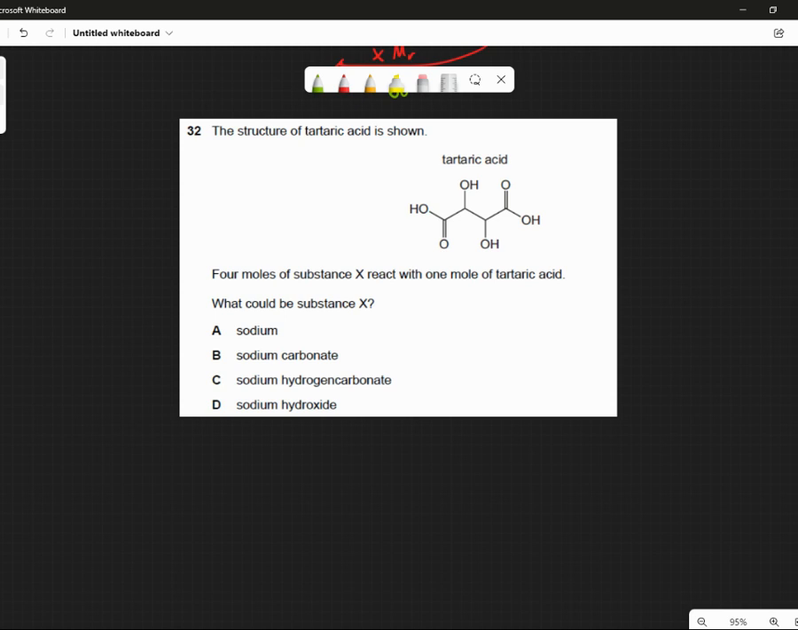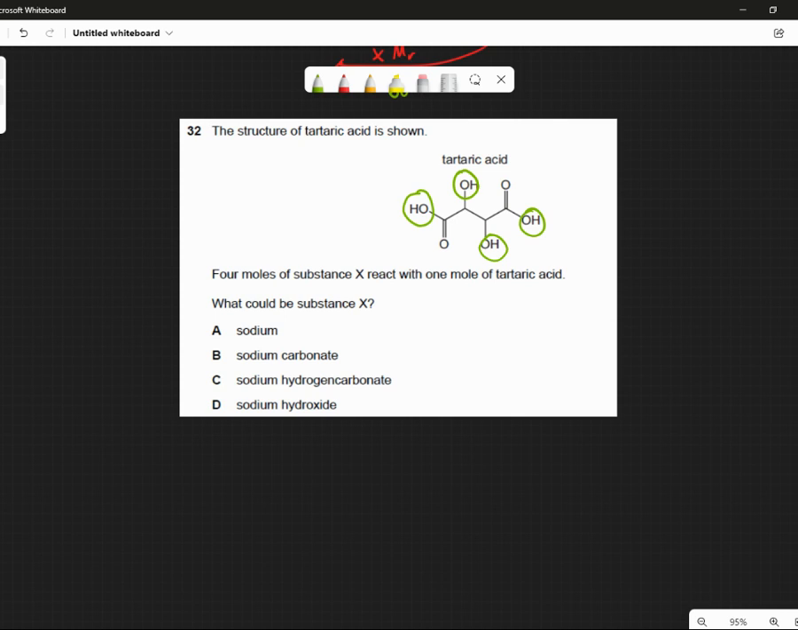Now, what reacts with these groups here? First of all, what are these groups? These groups are OH groups. 1, 2, 3, 4. Now, some of these OH groups are alcohol groups, and some of them are carboxylic acid groups. But what substance in the answers reacts with all OH groups? Anyone? What substance reacts with all OH groups?